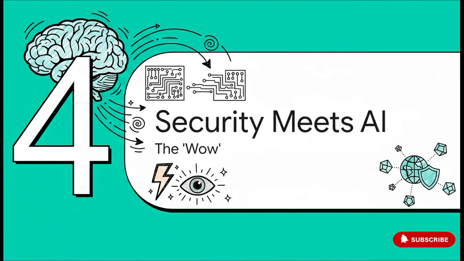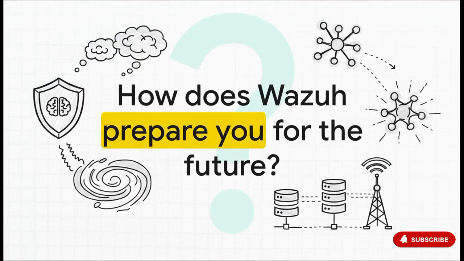Okay, you're gonna love this next part. This is where we talk about how Wazuh is getting ready for the future. This, my friends, is the wow factor. So, how does a security platform stay ahead of the curve in a world that's changing so fast? Well, in this case, it's by fully embracing the power of large language models. You know, the AIs like ChatGPT that we're all hearing about constantly.